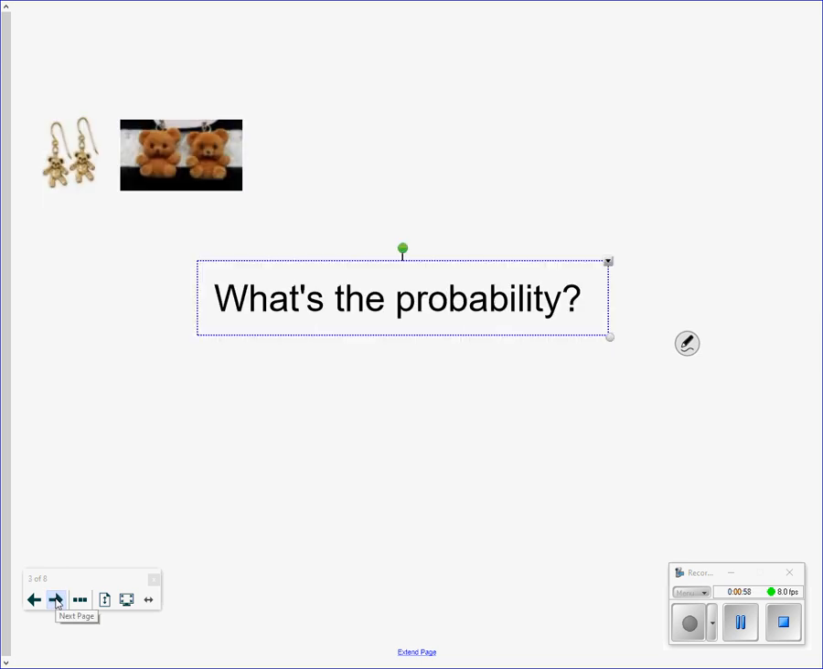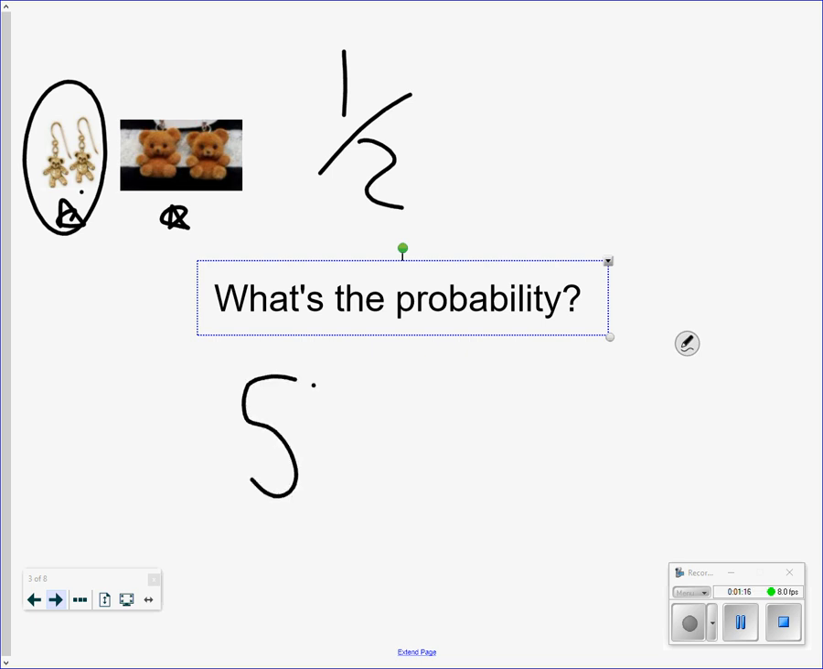Let's try another one. We've got some earrings. We have some gold earrings and we have some little stuffed animal earrings. What is the probability of wearing gold earrings? Well, there's two total options. One option of the two is gold. So what's the probability? They have a 50% probability of wearing those earrings. So if Mrs. Green has both those pairs, there's a 50% chance of her wearing the gold ones compared to the teddy bear ones. That's if she is wearing earrings, right?